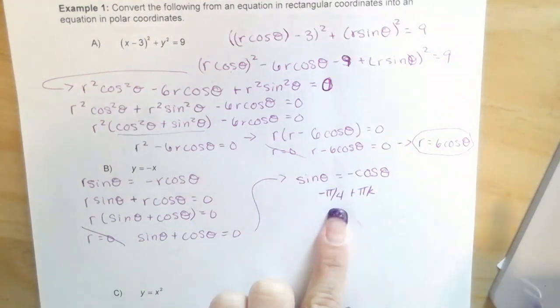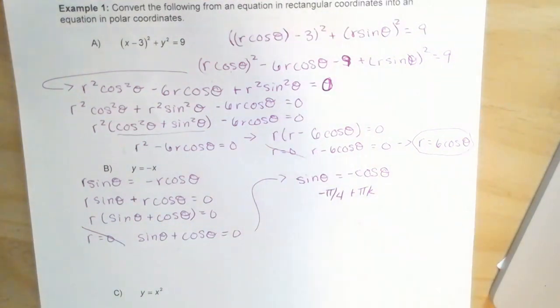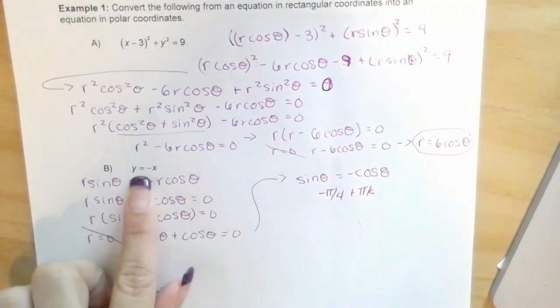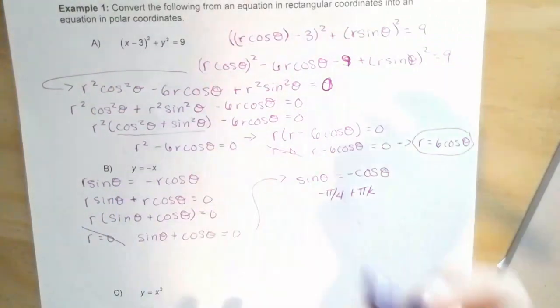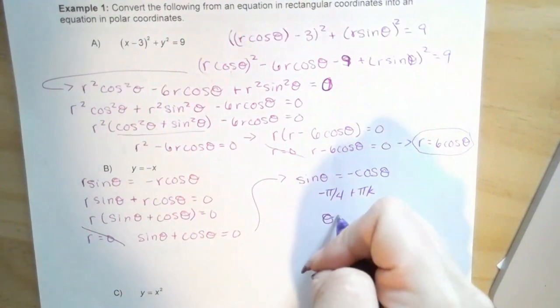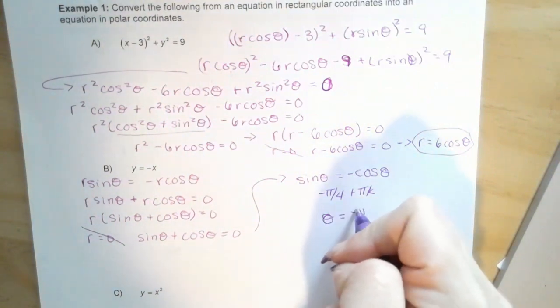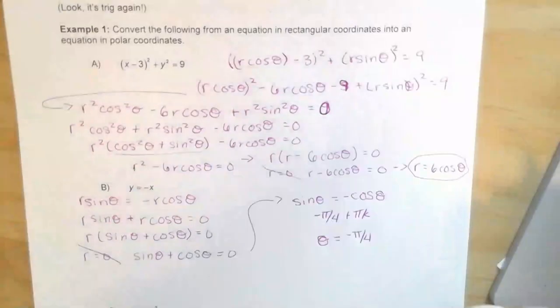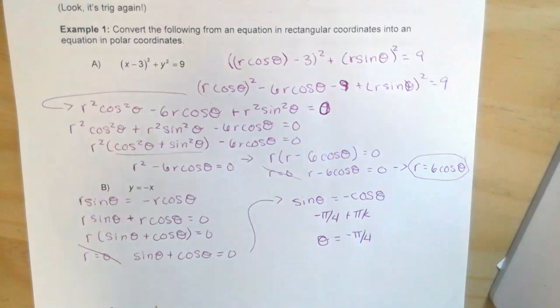So it goes around and around and around. So really our equation to our graph of this, y equals negative x, is wherever theta equals negative pi over 4. Okay, so keep in mind that r can be whatever it wants to be now. r is whatever it wants to be, but theta has to be negative pi over 4 if we kept thinking about 0 to pi over 2.